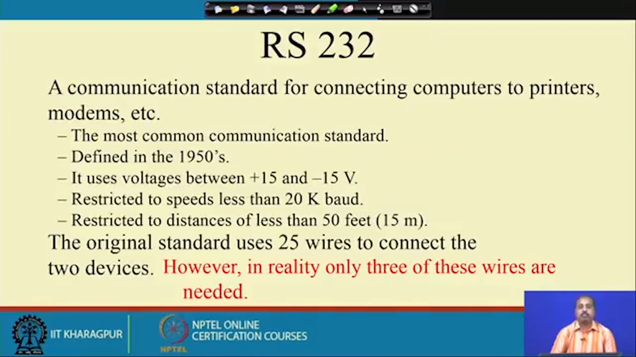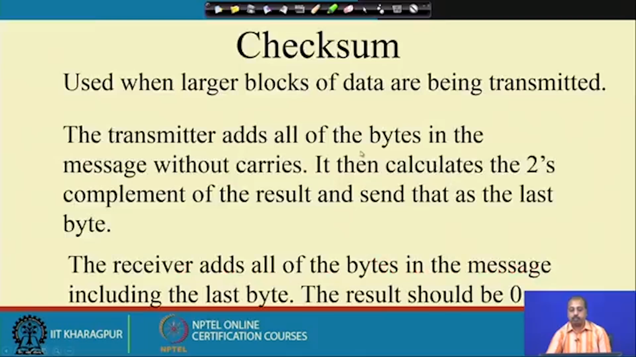The original standard uses 25 wires to connect two devices. But many of those wires are not connected for communication, because this interface was very robust, and many times we do not need such a rugged connection. If the two computers are located close to each other, then we do not need such a rigorous connection between them. So, only a few wires may be sufficient. It may be brought down to 3 wires in the best case.